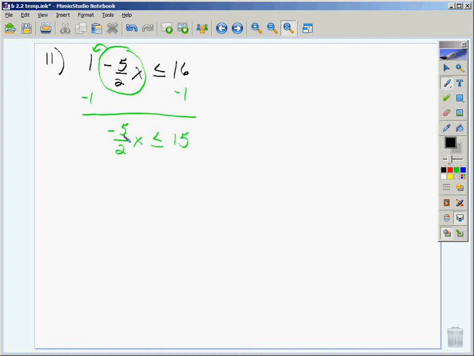I'm going to get rid of my fraction in 2 steps. I'm going to start by multiplying by the denominator. I'm going to multiply by 2. That leaves me a negative 5x is less than or equal to 30. X is being multiplied by a negative 5, so I end up dividing by a negative 5. When I divide by a negative, I have to flip my inequality, and this is going to be x is greater than or equal to a negative 6.